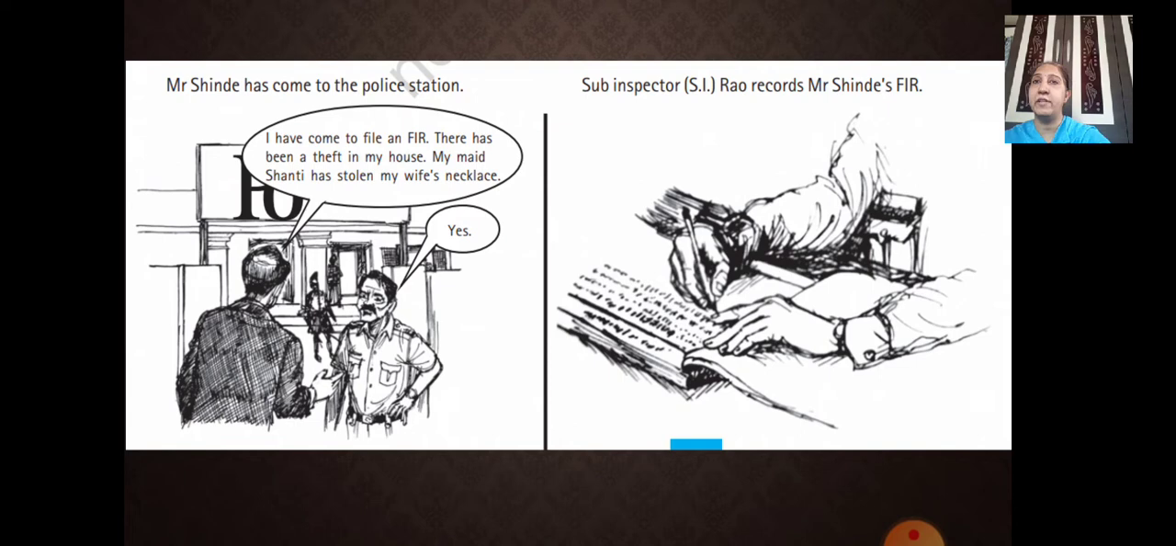Now what happened after that? What did Mr. Shinde do? Mr. Shinde has come to the police station. Then what did he do? I have come to file an FIR.